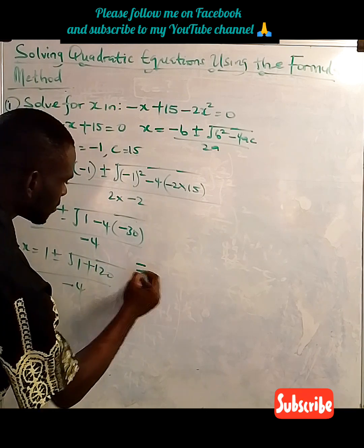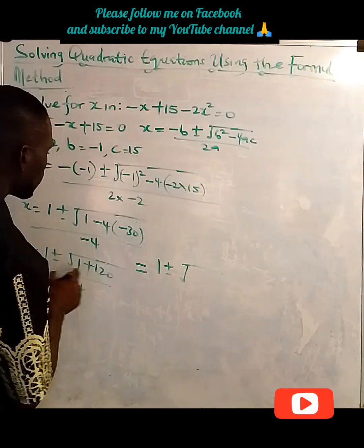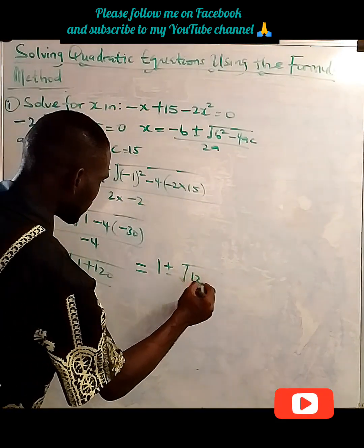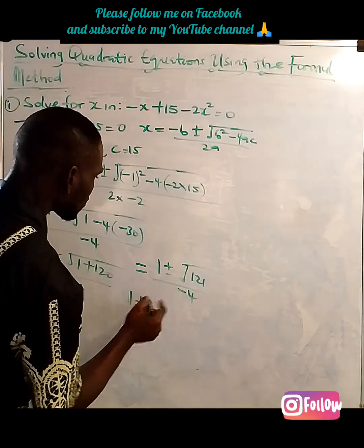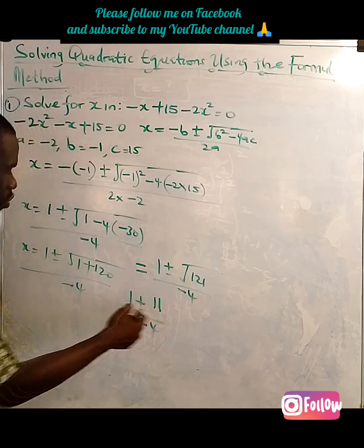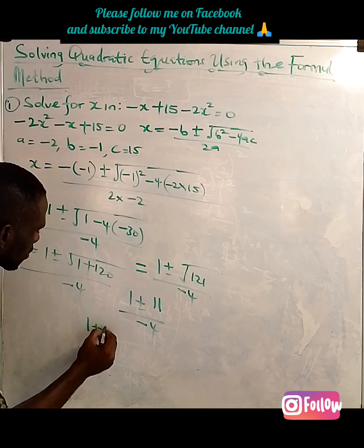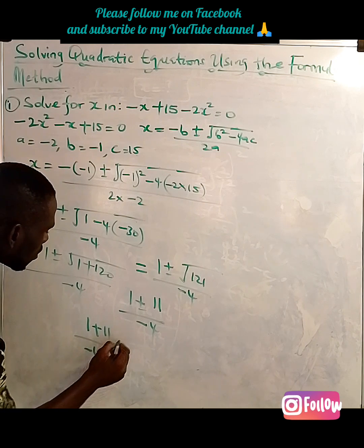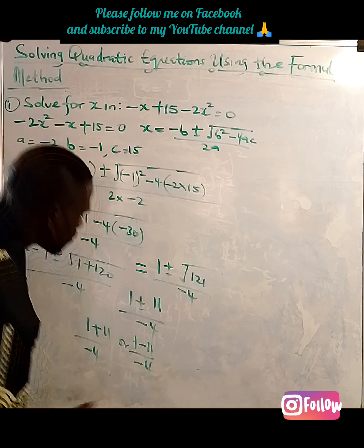So what do we do next? We are very close to getting what we want. That's 1 plus or minus. So 1 plus 120 will give us 121 over minus 4. So we have 1 plus or minus the square root of 121, which is 11, over minus 4. So what do we do next? We just combine the top. Don't forget this 1. 1 plus 11 over minus 4, or 1 minus 11 over minus 4.